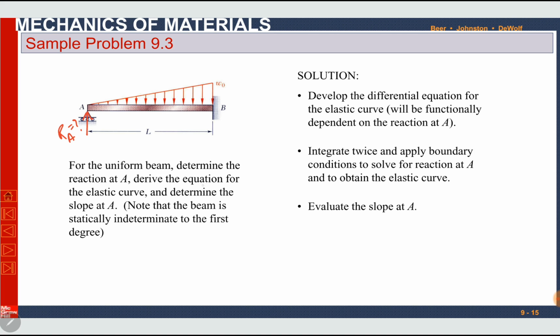Derive the equation of the elastic curve. The equation of the elastic curve is y as a function of x. And determine the slope at A. Slope at A is theta A. For this we need the expression for theta as well. So we have to start with the differential equation for the elastic curve, and then we will integrate it twice using boundary conditions, and we can determine the reaction at A.